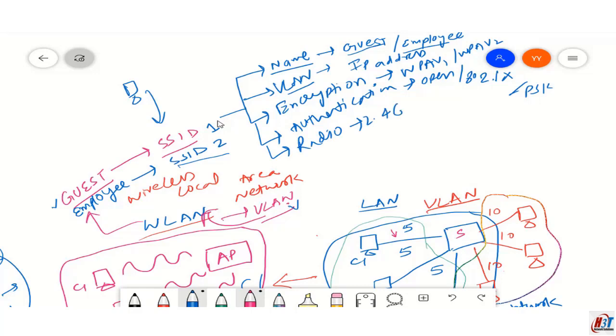And the final one is radio bands. These are 2.4 gig and 5 gig. This will tell in which RF band this SSID will be broadcast. So let's say the user wants to broadcast one SSID in only the 5 GHz band, not in the 2.4 GHz band. Or maybe the user wants to broadcast a particular SSID in the 2.4 GHz band, not in the 5 GHz band. That entirely depends on the network type.